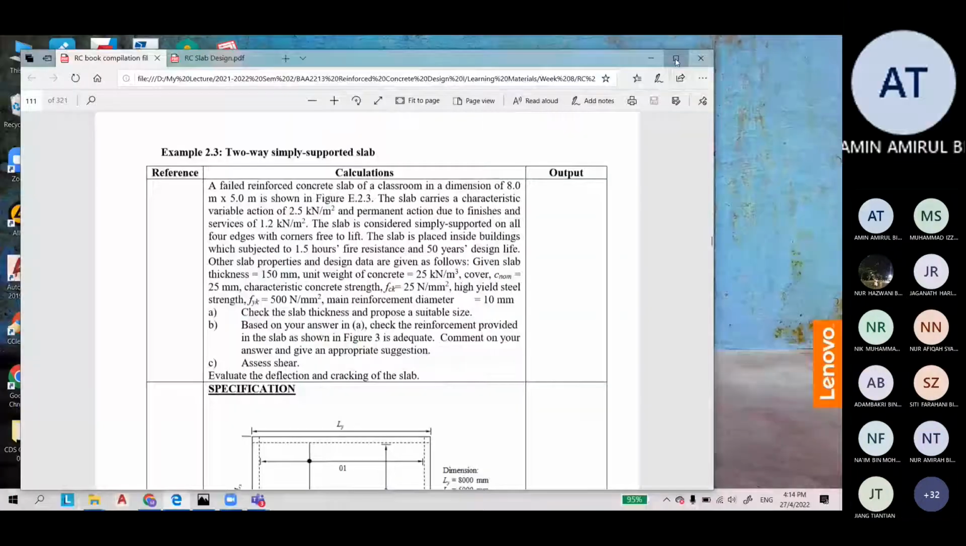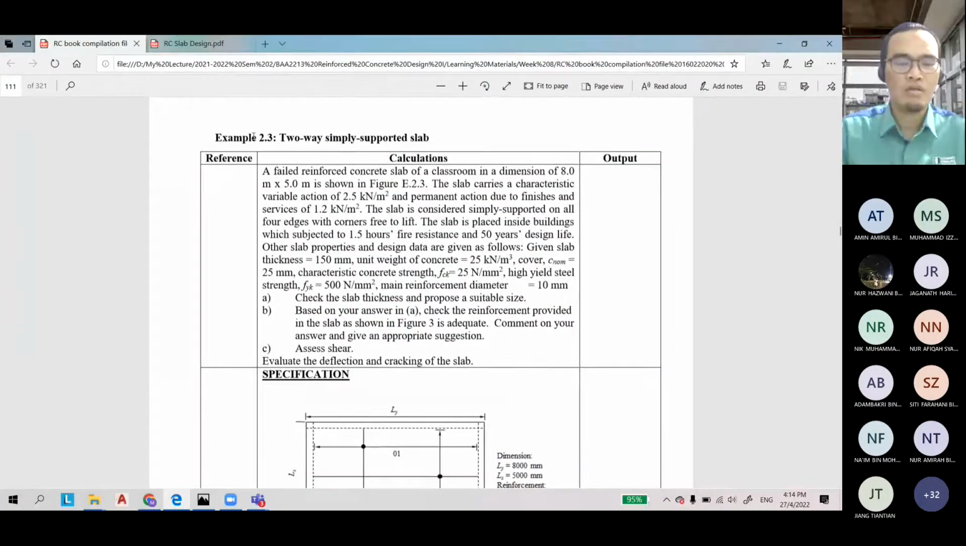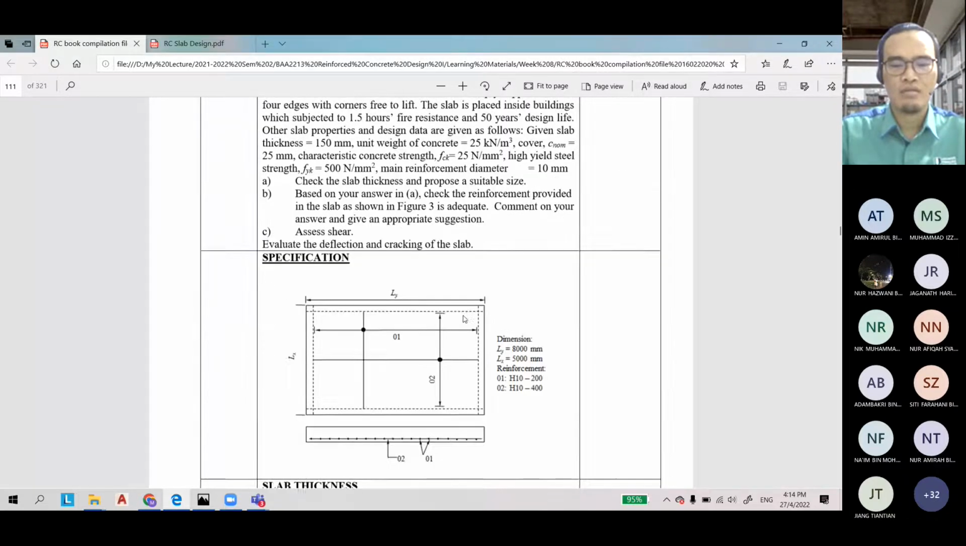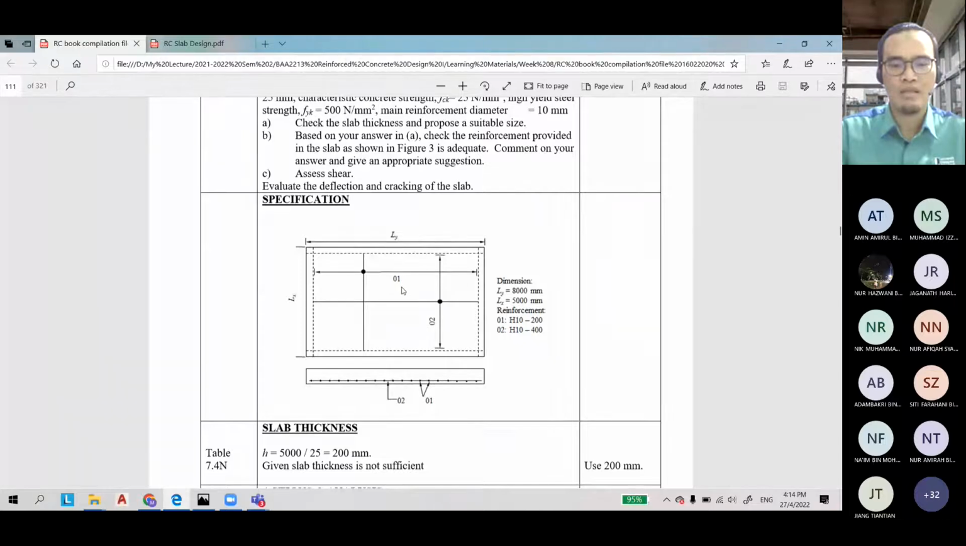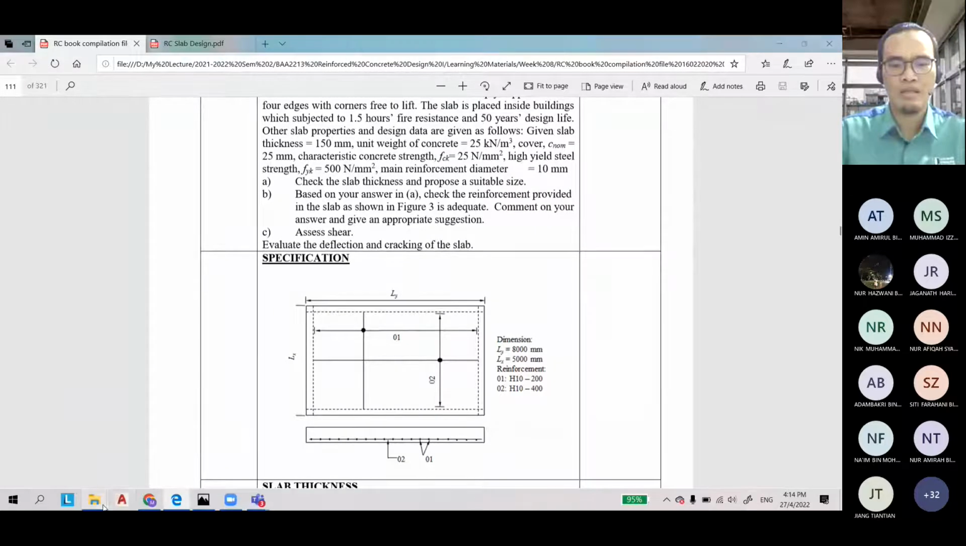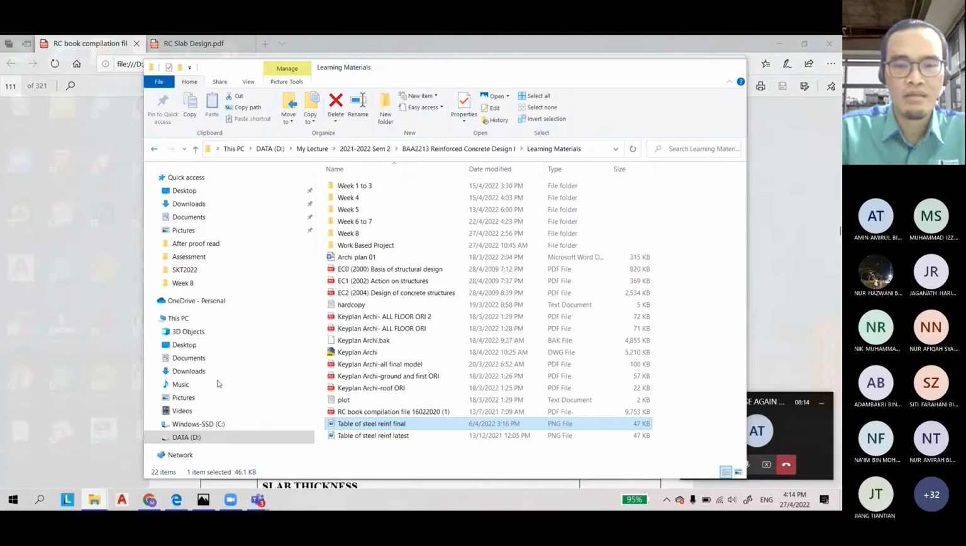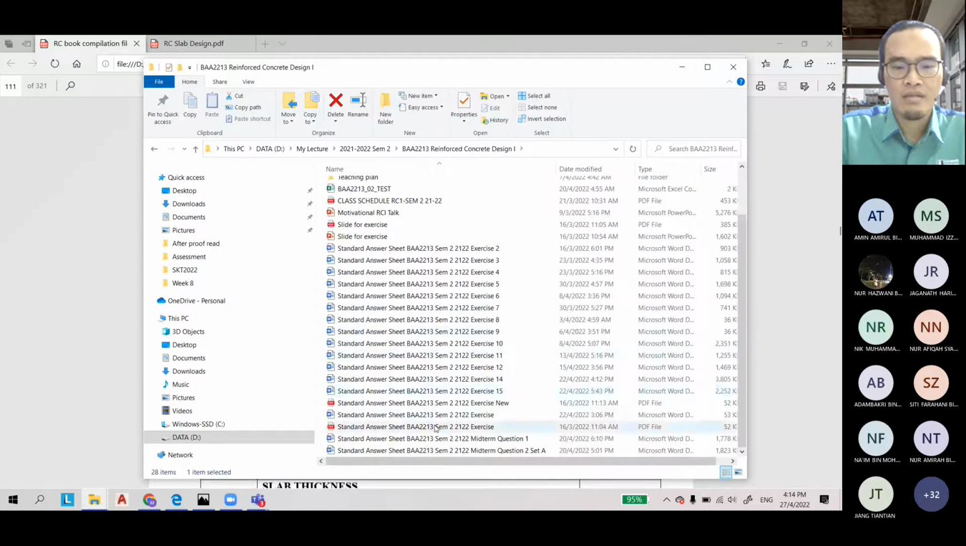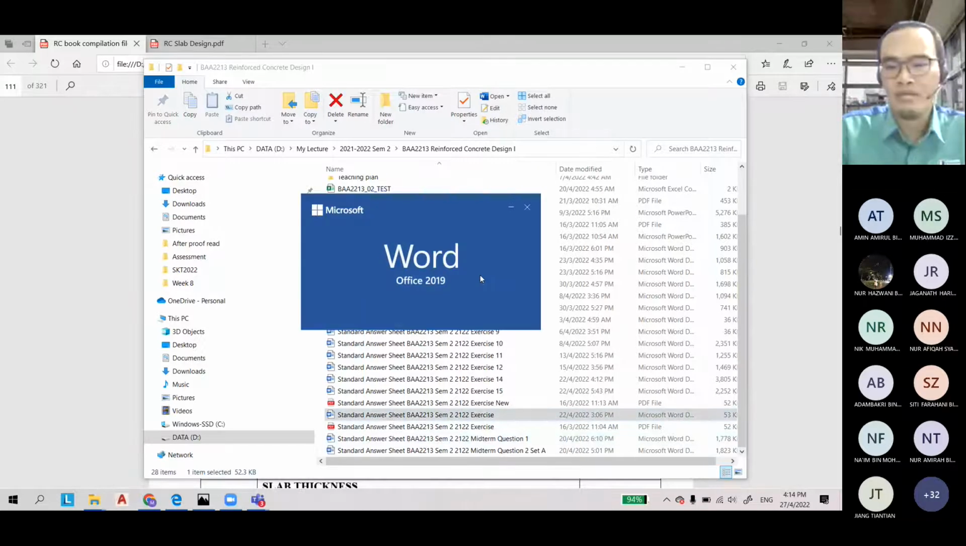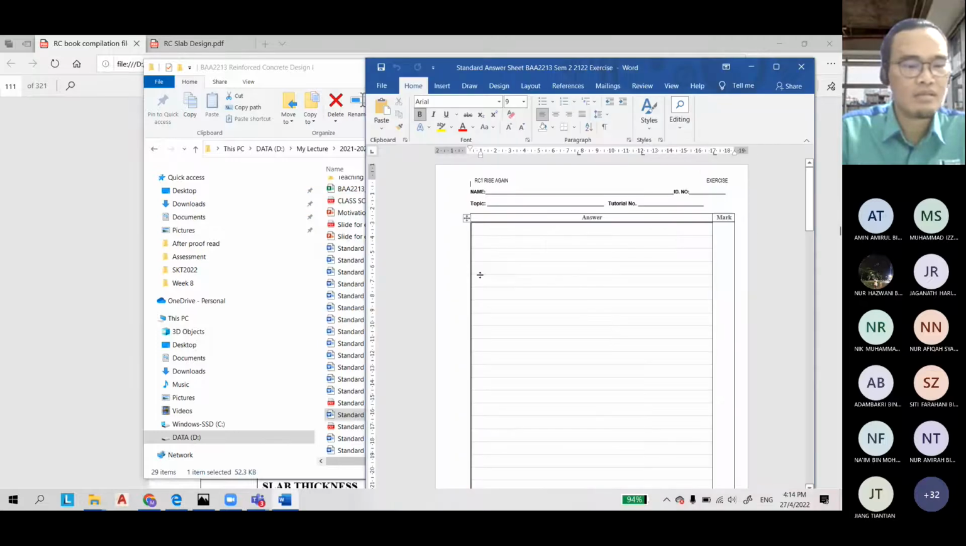Okay, I hope you can see my screen now. This is from the module, example 2.3, the two-way simply supported slab. I will adjust the data here, and then I will use this book to help me in terms of detailing. Okay, let us start. This is exercise number 16.